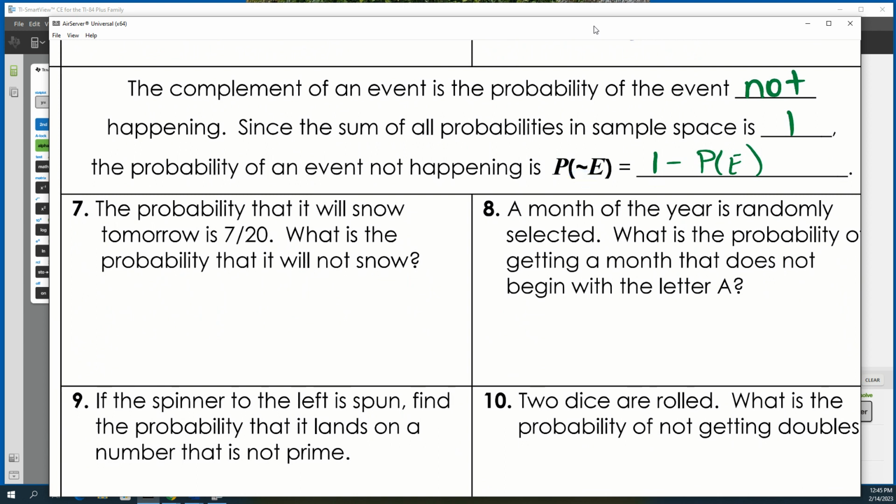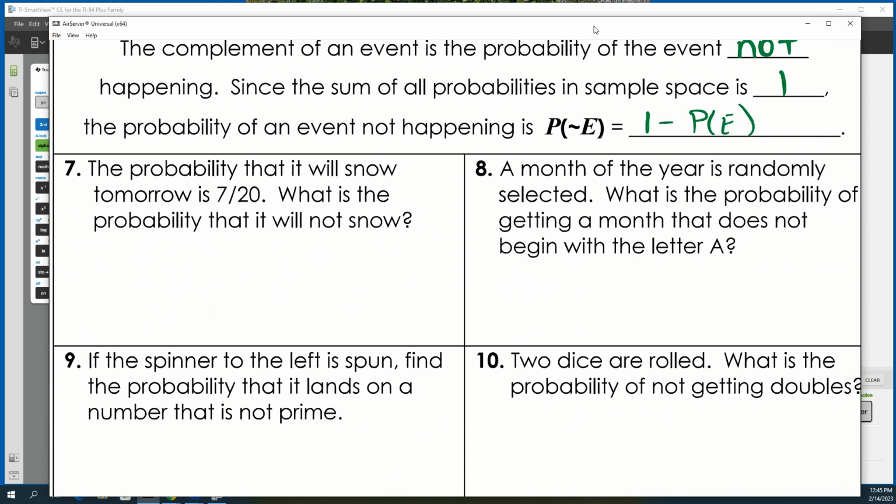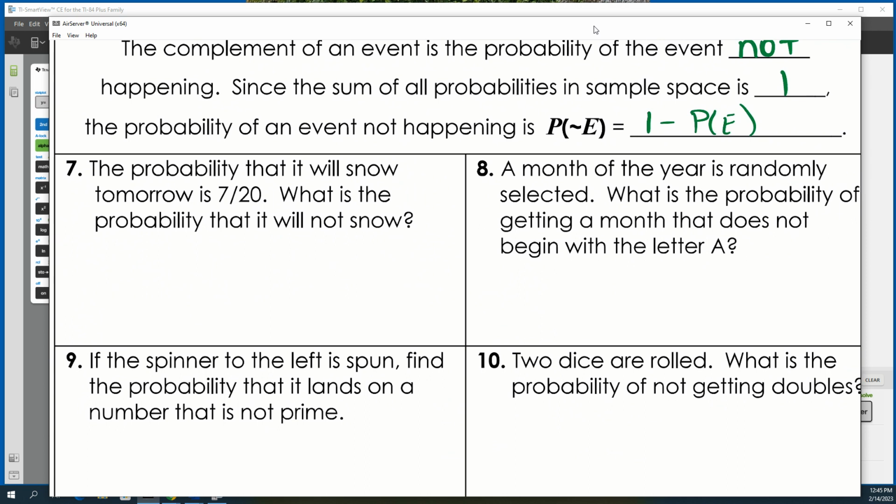It's 1 minus the probability it will happen. And you have actually done this before, mostly with the weather. If you say there's a 20% chance it'll snow, what's the percent it won't snow? 80. So you are actually doing complement of events all the time if you're thinking about the weather. And that's what this first one is about. We know the probability of snow tomorrow is 7/20. What is the probability it will not snow?